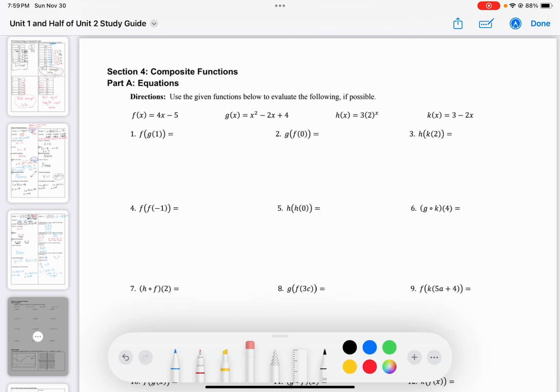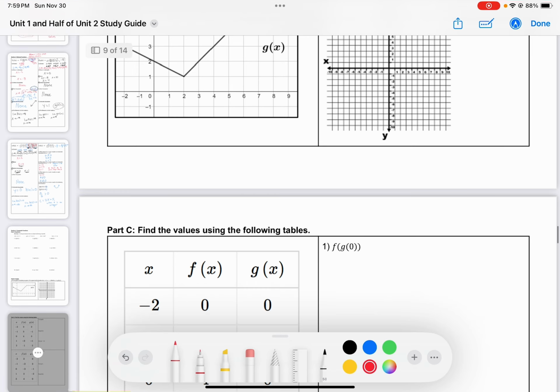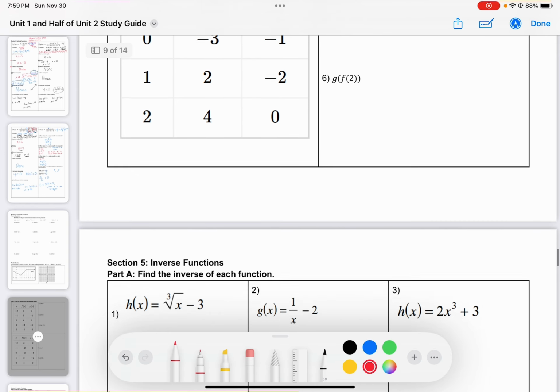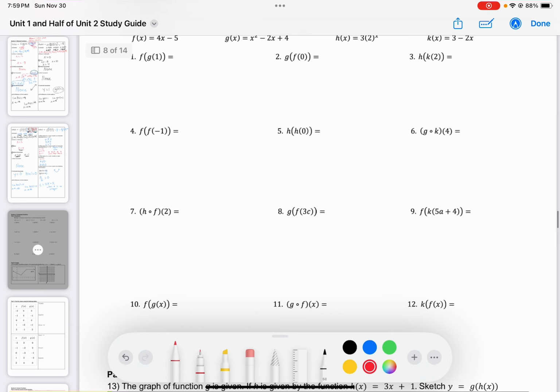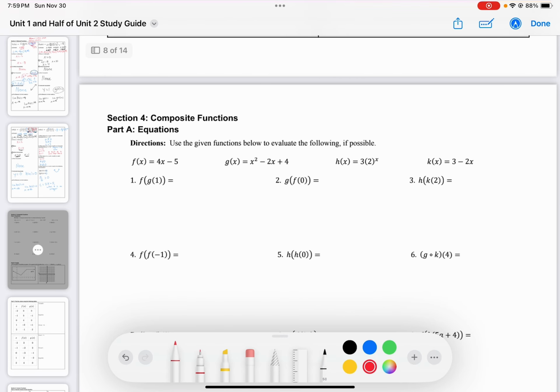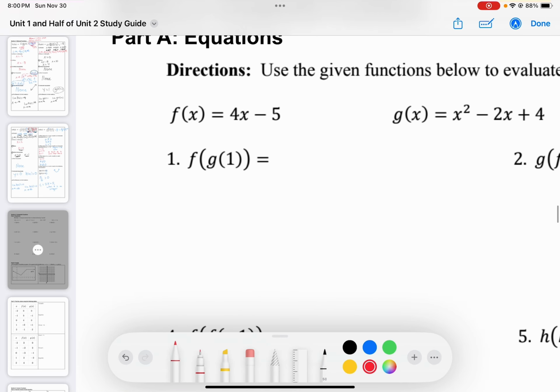All right, welcome to section 4 on composite functions. We've got part A, part B, and part C, it looks like here. So let's dive in. Question 1 asks us to find the f of g of 1.